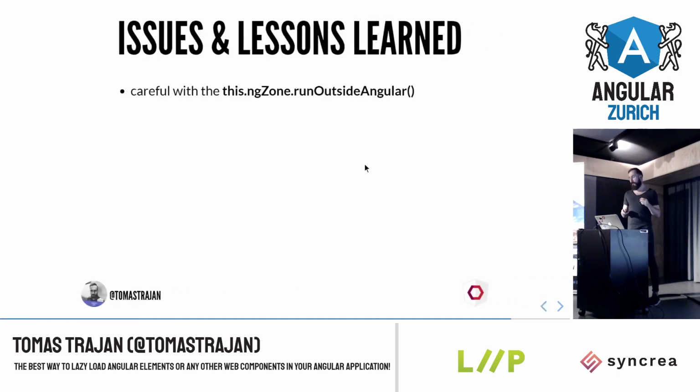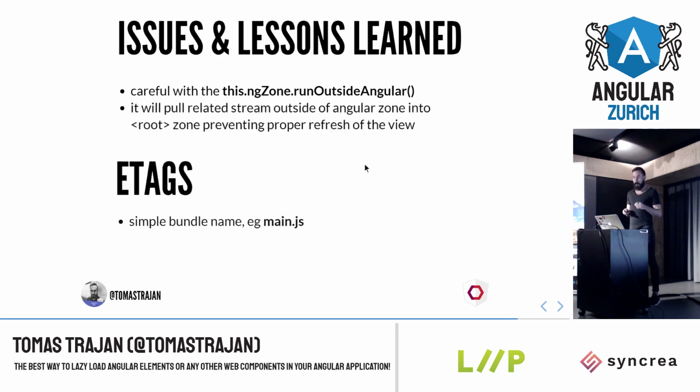Besides that, be careful with ngZone run outside of Angular. This can also mess up your change detection. So you can use it, but you just have to split the streams. And use etags. Because we have this single main.js file, we are not having a hash in the file name. So to let the browser know that we have a new version of our element, the server needs to support etag. So etag calculates the hash behind the scenes and notifies the application when there is a new version. That way you can have statically linked elements, and the applications will keep getting new versions without any need to redeploy.